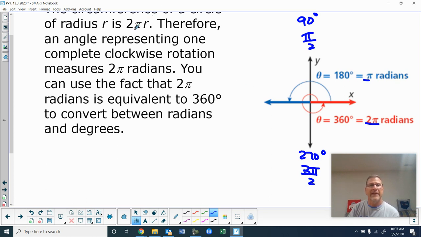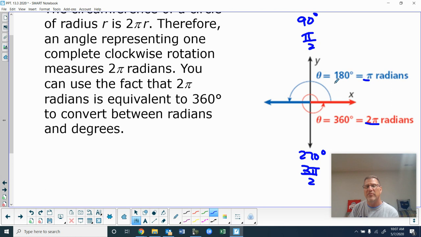Okay, because we cancel out those r's. If the r's are the same, we get that 2 pi. You can use the fact that 2 pi radians is equivalent to 360 degrees to convert between radians and degrees. So the blue arc represents 180 degrees, and that's halfway around. So if 1 full rotation all the way around is 2 pi, halfway around would be 1 pi, or just pi radians.